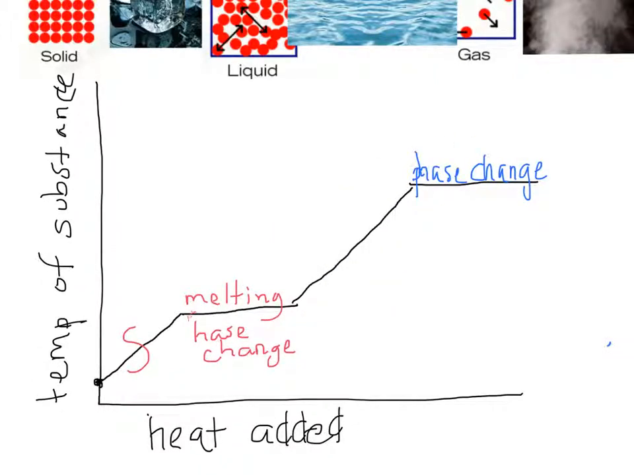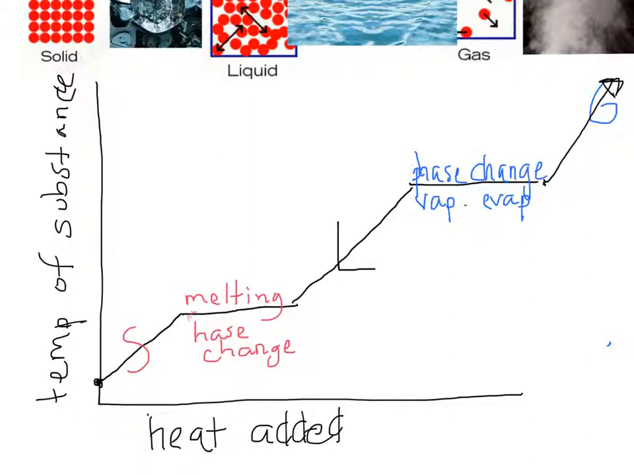So this is once again our phase change area, and what do we call it when a liquid goes to a gas? We call it vaporization or evaporation. So this is our liquid to gas section. So now you have steam. By the end of this plateau, the beaker is completely converted from liquid water to all steam or water vapor. And then we're going to continue to add heat, and the temperature of the steam is actually going to rise, and it's going to get hotter and hotter.